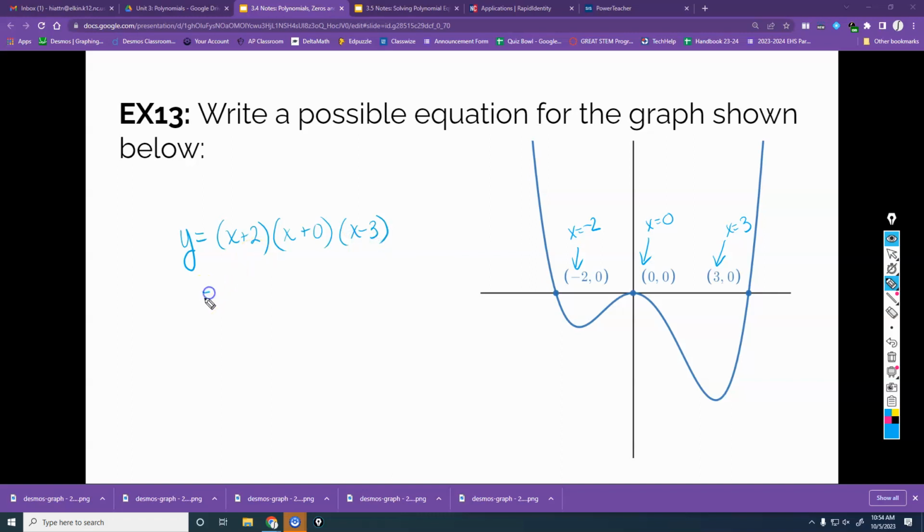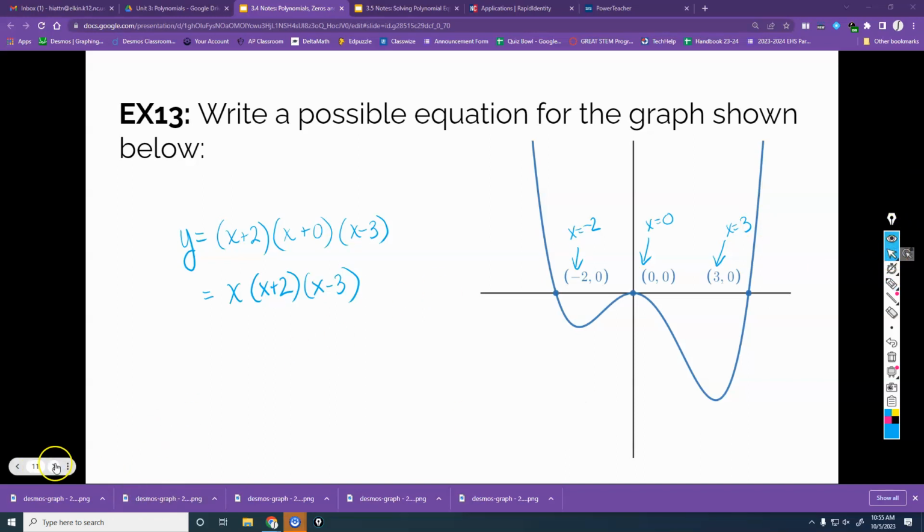So, probably, again, that x plus 0, they won't leave it like that. They'll probably do x times x plus 2 times x minus 3. Now, it's possible that there's a number in front of here. You could put a 7. You could put a 2. You could put a 1/4. You could put a 15. It's possible there's a number there, but I wouldn't make it more complicated than it needs to be. Okay, does that make sense?